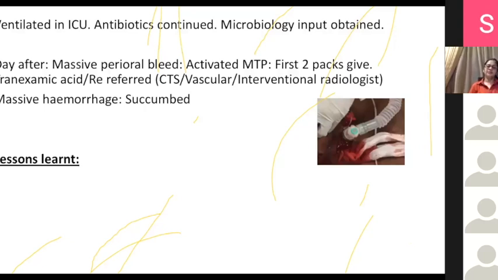They activate the massive transfusion protocol, but they realize that after giving the 2 packs, it was absolutely futile. And he has a massive hemorrhage, and he succumbs. I would like to get your thoughts on this. It was a bit of a long story, but what lessons have you learned?